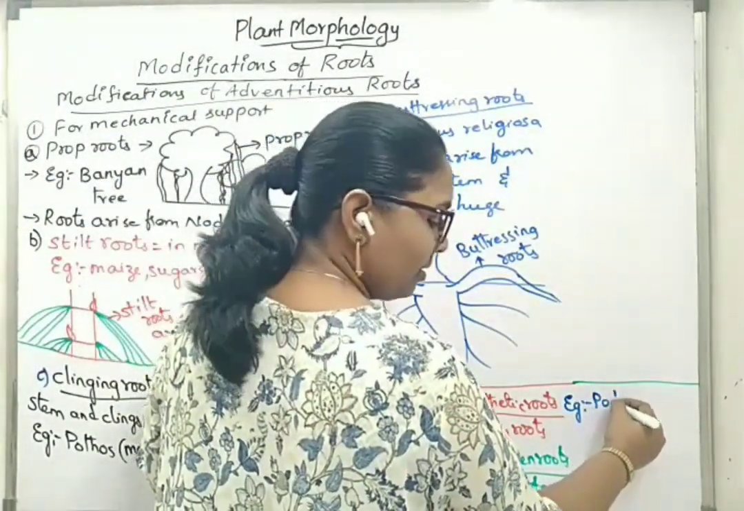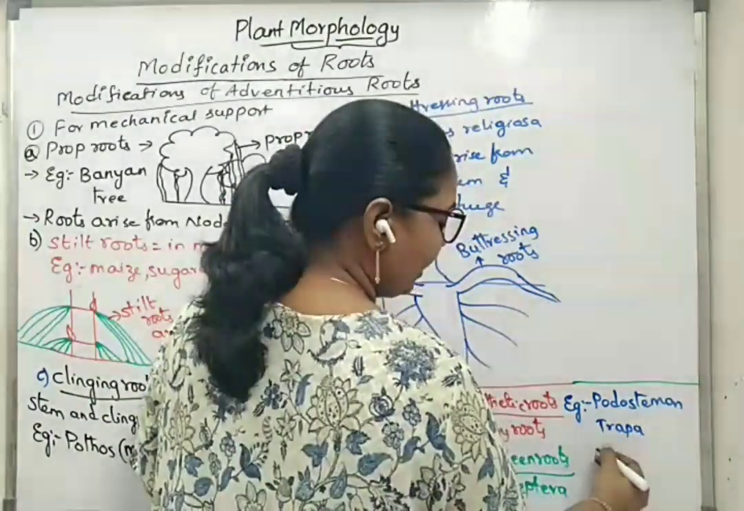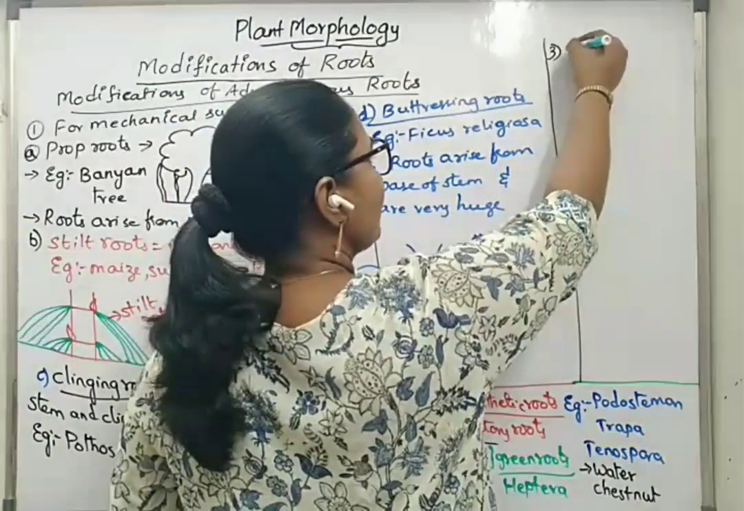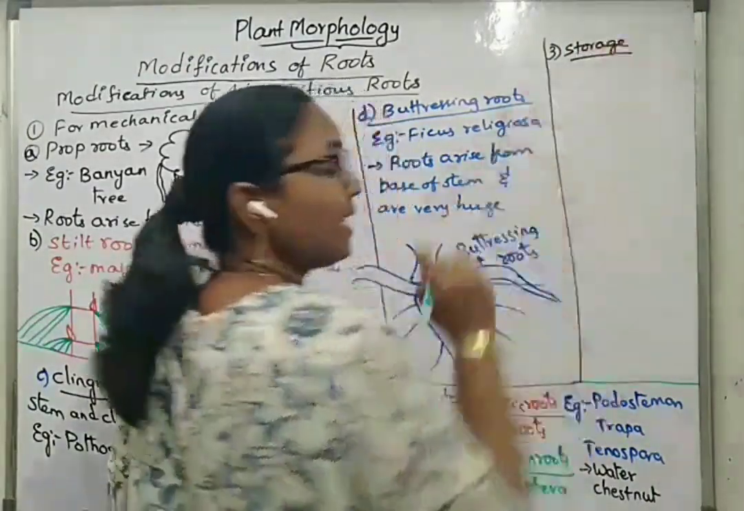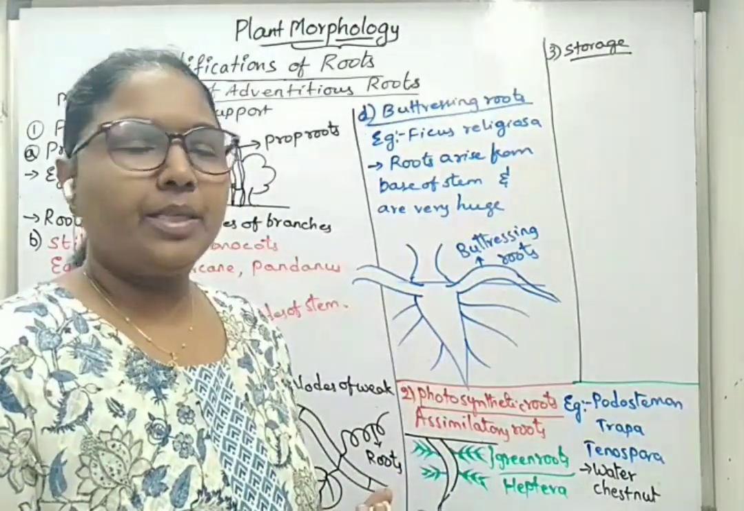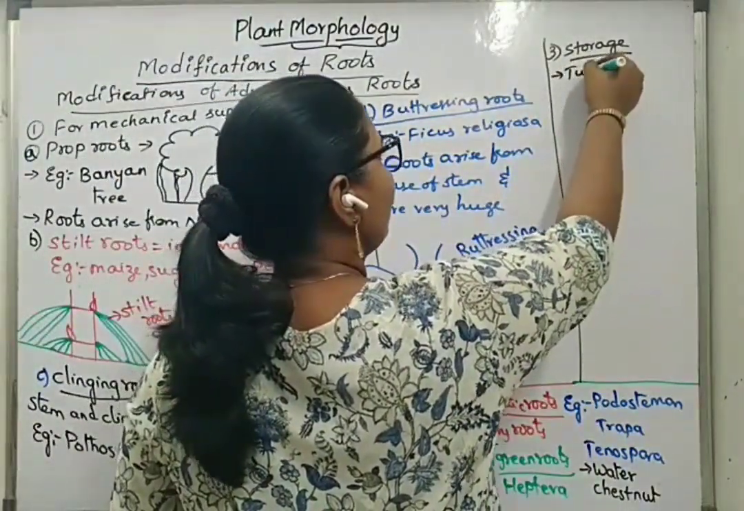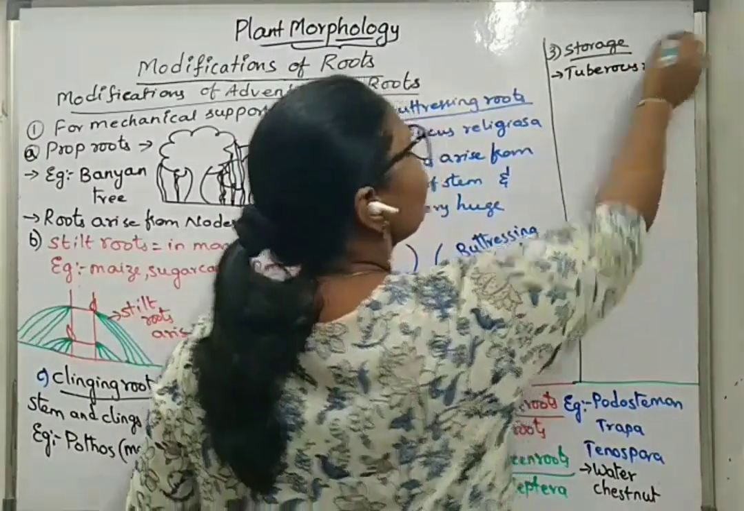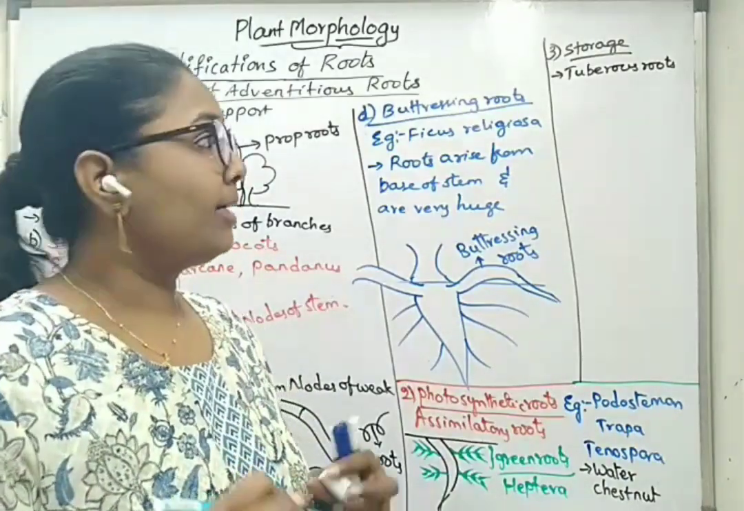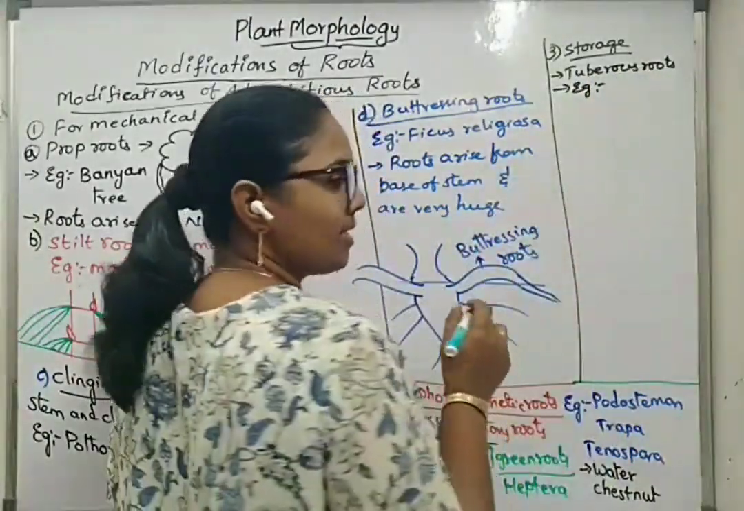Example, Podostemon, Trapa and Tinospora. Next is storage root. In case of taproot, we have seen other types of storage roots like fusiform, napiform, conical form. But here, the storage root modification of adventitious roots is only tuberous roots. In case of taproot, we have seen tuberous root example as four o'clock plant, but here it is different. Here, tuberous root under adventitious roots is Ipomoea batatas, that is sweet potato.